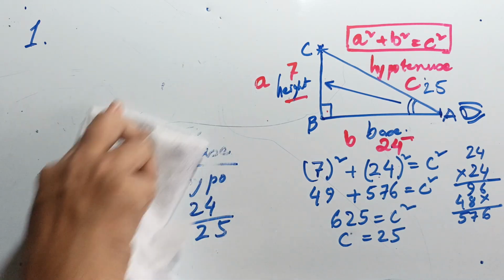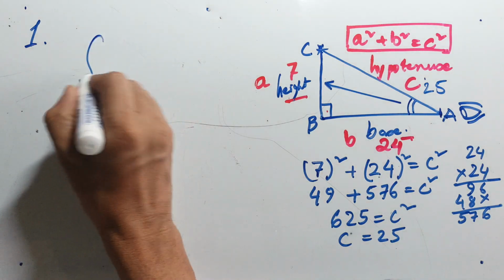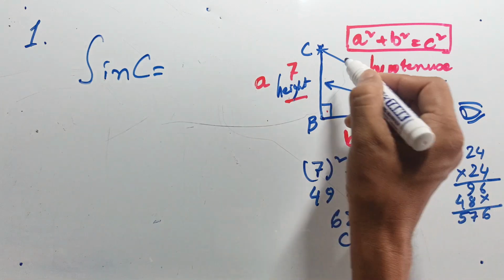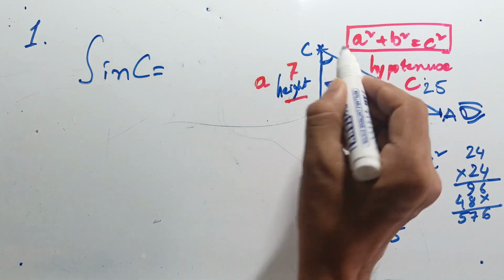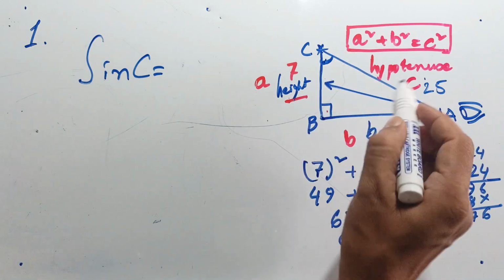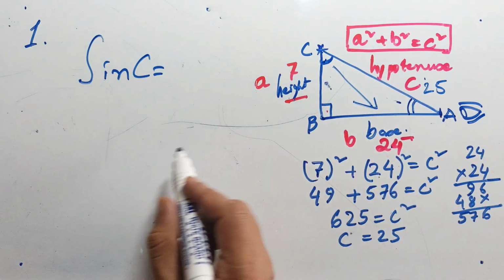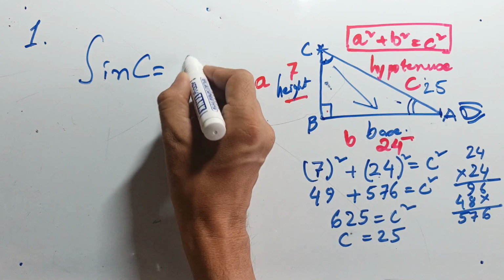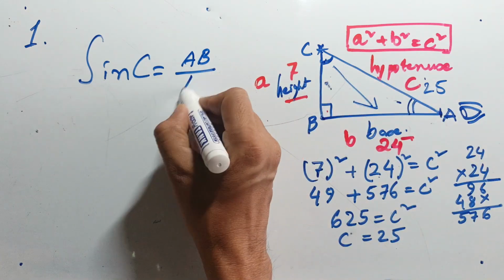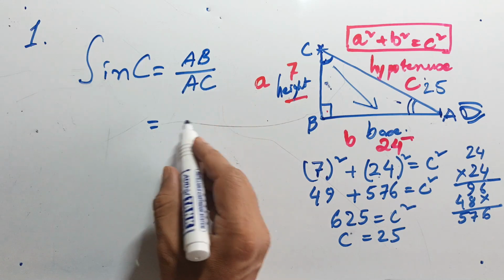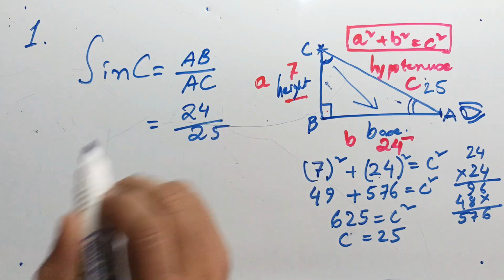in the same diagram it is asked what is the value of sine C and cos C. See here, sine C. That means now your eye should go here. That means this is the angle of consideration. So with respect to this, immediately you have to think, okay, what is your height now? Opposite of this is the height now. So AB will be height. This is the height by hypotenuse, which is AC. So AB is given as 24 and hypotenuse is 25.